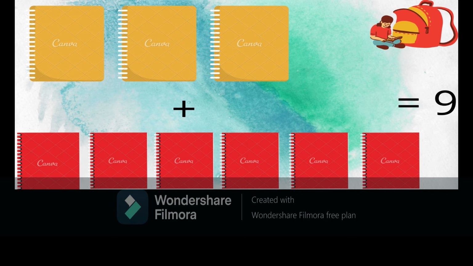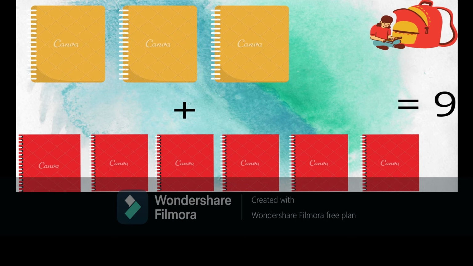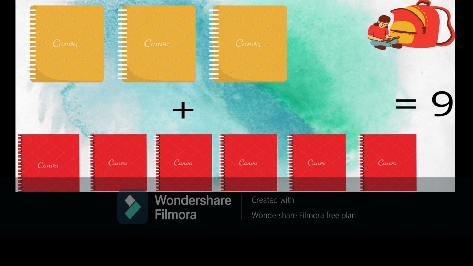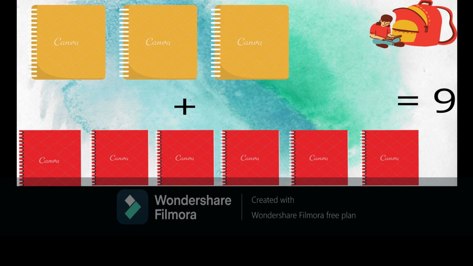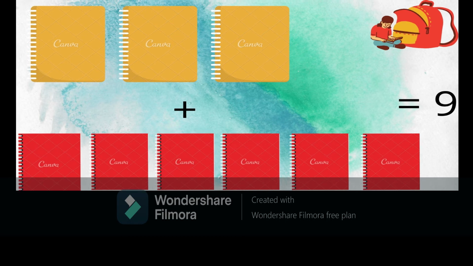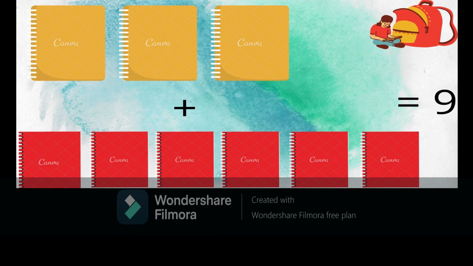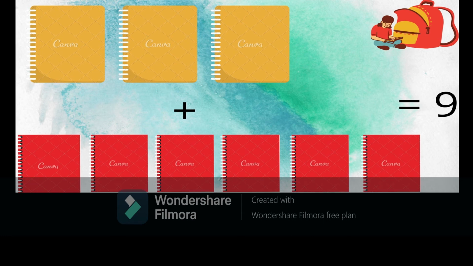How many notebooks are in the backpack? To solve this question, we have to add the large notebooks plus the small notebooks. Will there still be 9 notebooks in the backpack if we had put the small notebooks first and then the large ones? Yes, the result of the addition will be the same because you can reverse the terms in a sum and the result will be the same. So, what property is this? Yes, commutative property.